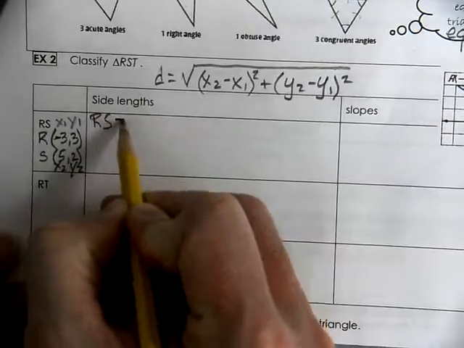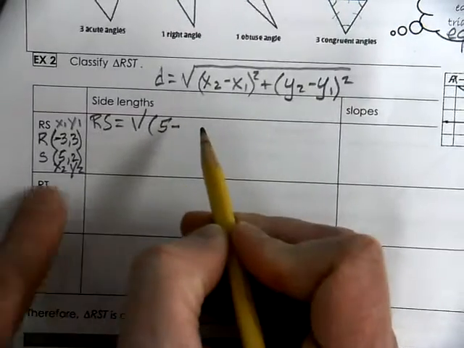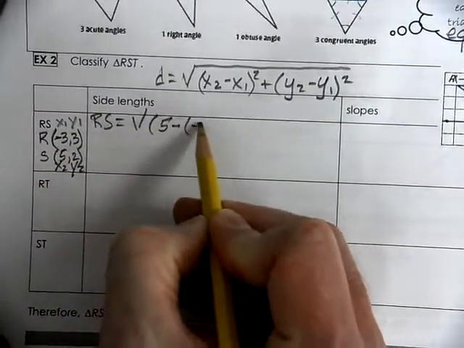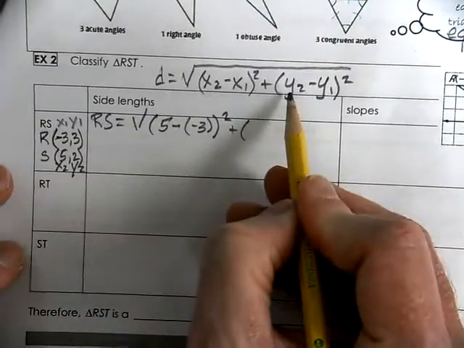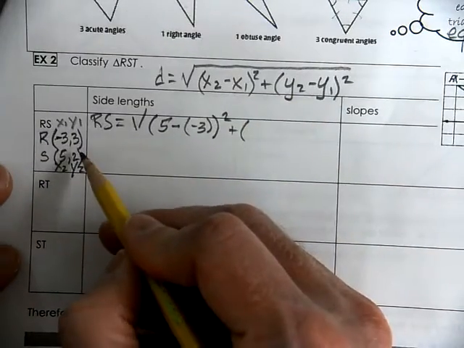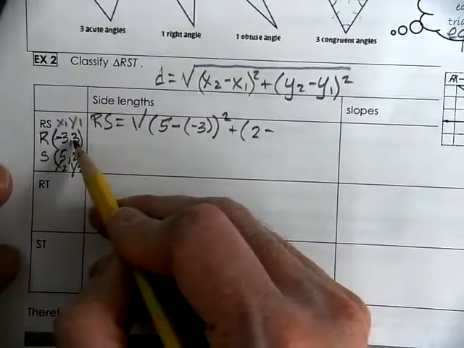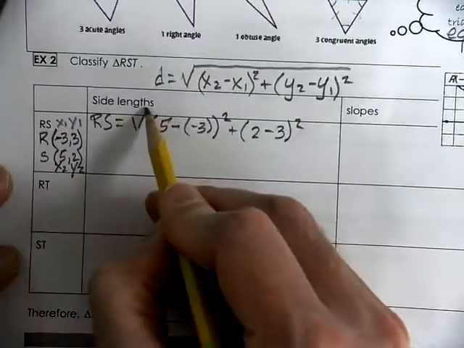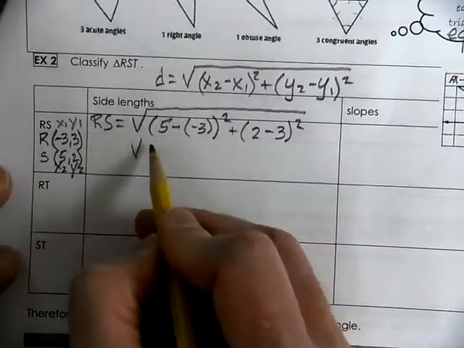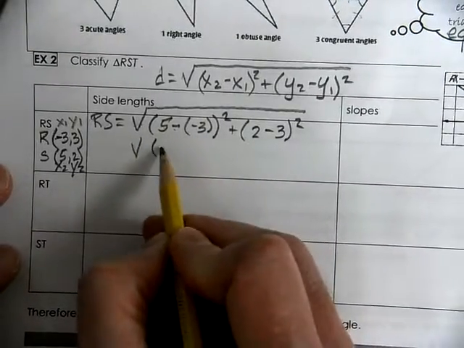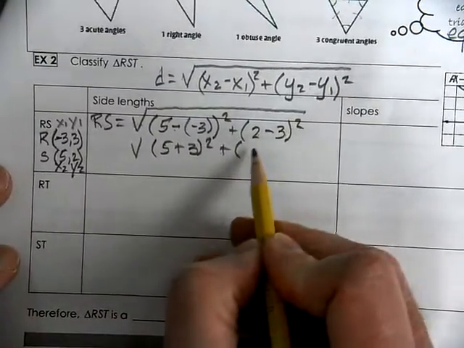So this is going to be RS equals X2, which is 5, minus X1, which is negative 3, and we square it. Plus Y2, that is the number 2, minus y1, which is 3. Then I draw my line over my square root. So 5 minus a negative is really 5 plus 3. And 2 minus 3 gives you negative 1.